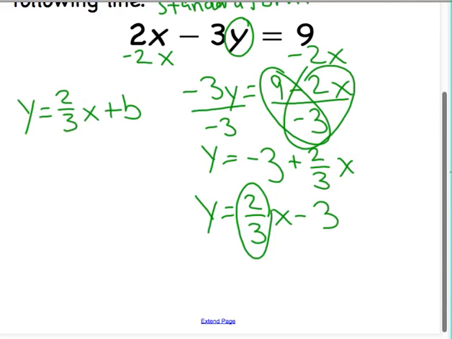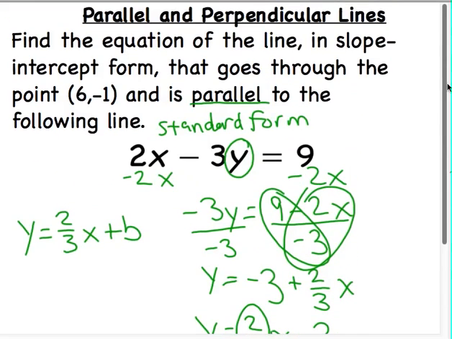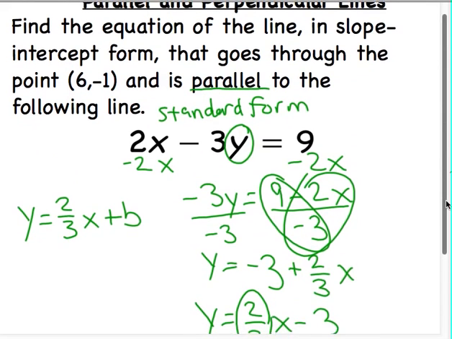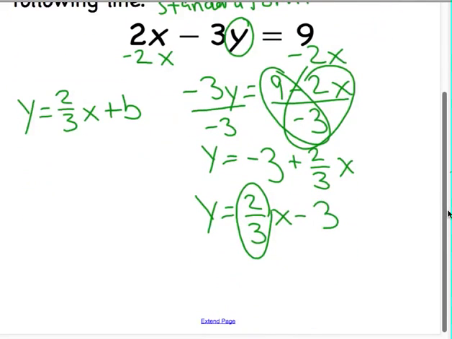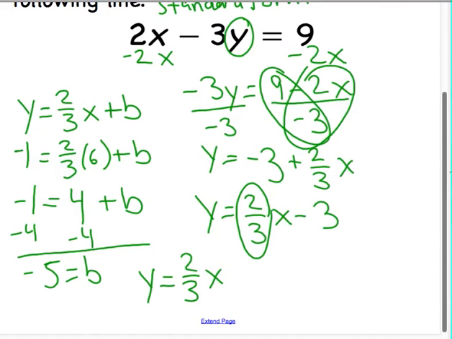And now to find b, we're going to simply substitute a point. That point in this case is 6, -1. So I'm going to replace -1 for y, and 2/3 times 6 for x. Well, 6 times 2/3 is 6 times 2, which is 12. 12 divided by 3 is 4, plus b. Subtract 4 from each side, and I get -5 equals b. So my final answer is y equals 2/3 x minus 5.